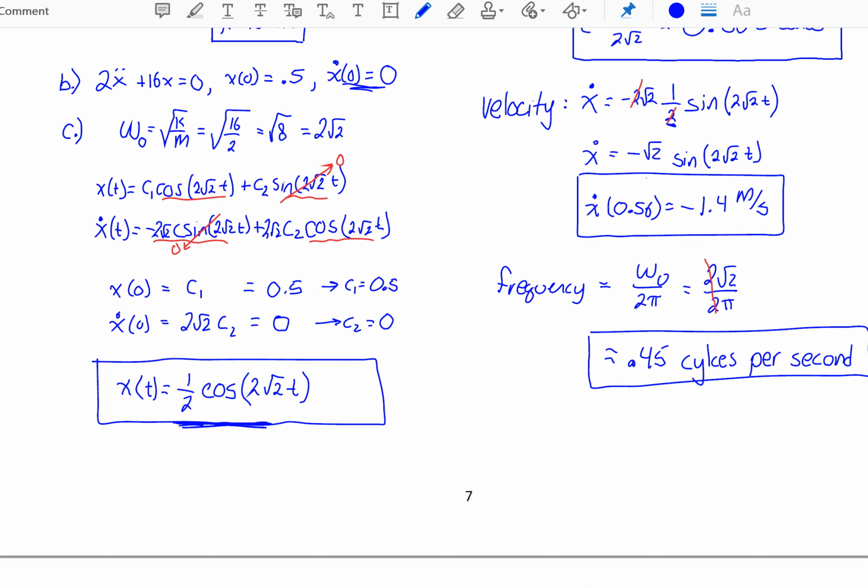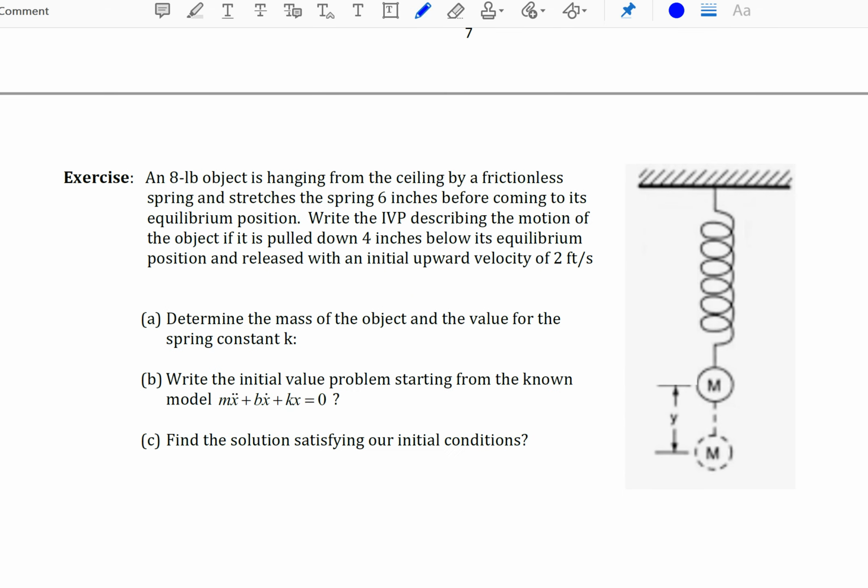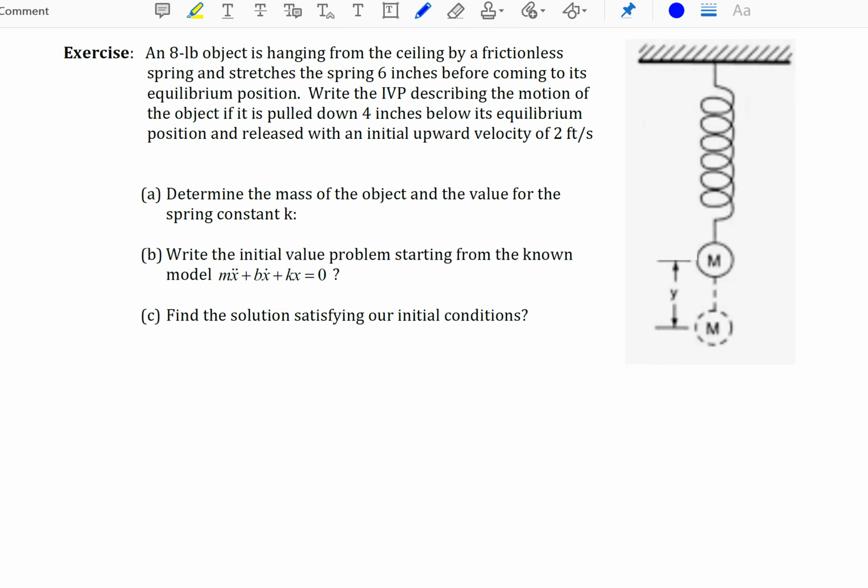Okay, let's look at one more example. So here we have an 8-pound object hanging from the ceiling by a frictionless spring. It stretches the spring 6 inches before coming to its equilibrium position. Write the initial value problem describing the motion of the object, if it is pulled then 4 more inches below its equilibrium position and released with an initial upward velocity of 2 feet per second.